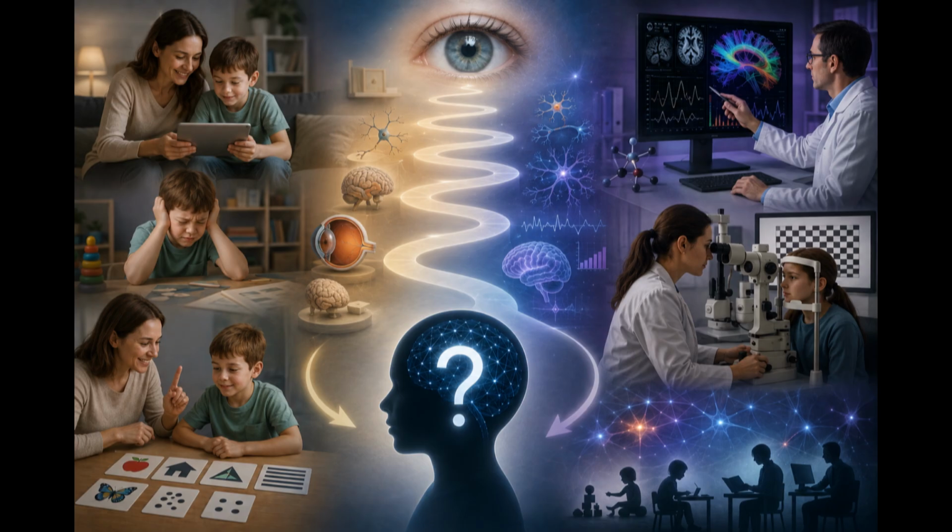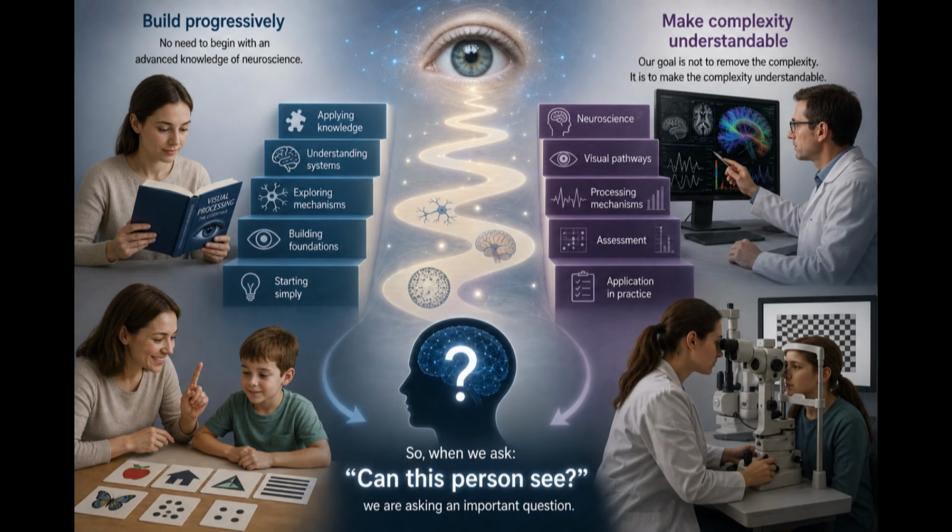So, when we ask, "Can this person see?" we are asking an important question. But it may not be the most important question. We should also ask, what are they seeing? How stable is that information? How accurately is it being processed? How efficiently is it being integrated? And ultimately, how does the visual system transform light into experience?